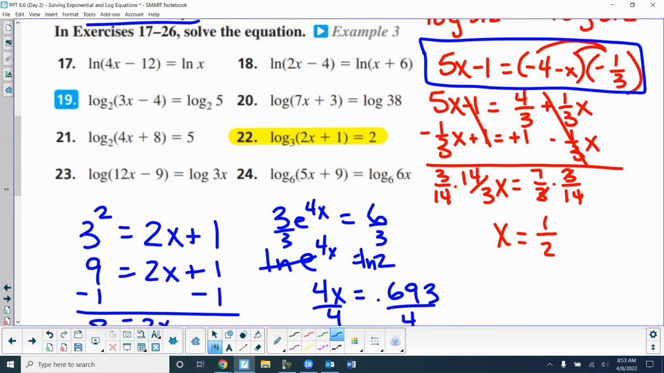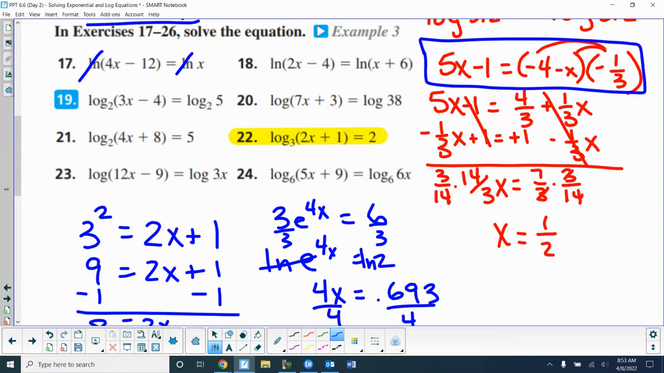When it's natural log of something equals natural log of something, I can just drop those, remember? So you just write 4x minus 12 equals x. And what's it come out to be, like 4 or something like that? Where are we at? Number 17? Yeah, x is 4.